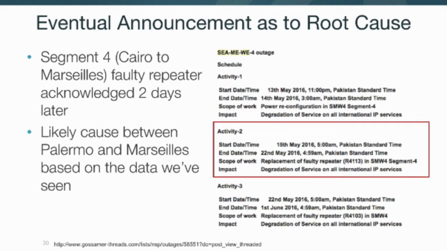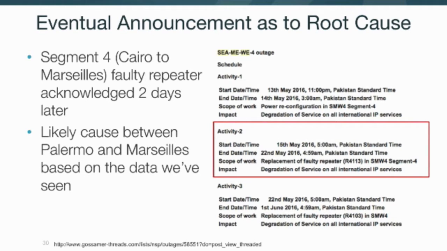And then finally, at some point, there was an acknowledgement of the SeaMeWe outage, and the data that was put on the public forums was that segment 4 was the likely cause, which connects, I believe, Cairo to Marseille. And we actually noticed that the issue could likely be a smaller segment of that, which was between Palermo and Marseille. We're not really sure which exact segment, but our data was suggesting a smaller segment potentially being the issue.